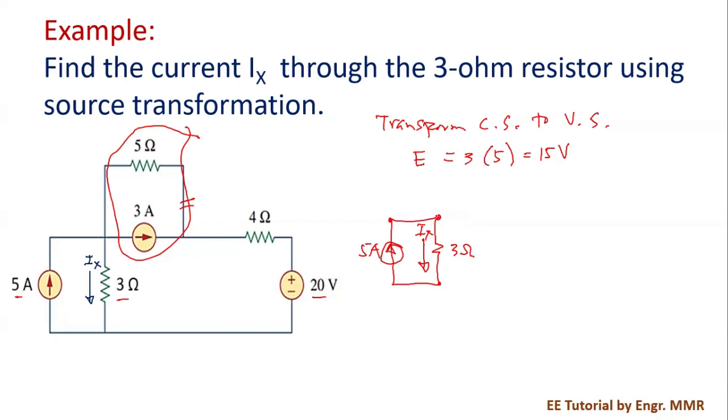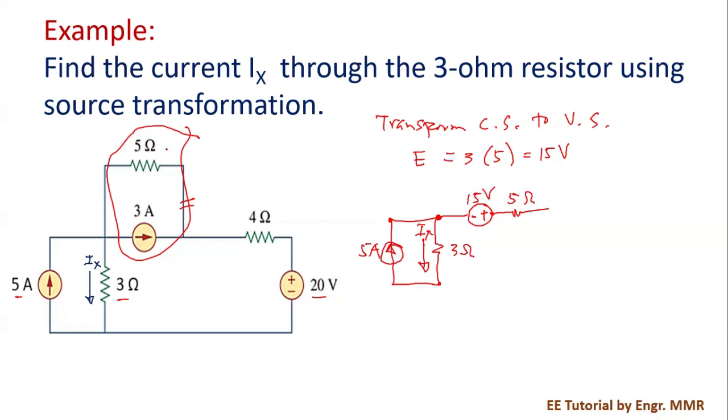So at this point, the 3 ampere current source in parallel with the 5 ohm is to be converted to a voltage source since the current is going to the right. So meaning this is plus and minus. Recall that the current will come out from the positive side of the source. And then we have the 5 ohm resistor to be connected in series with the voltage source, 15 volts.